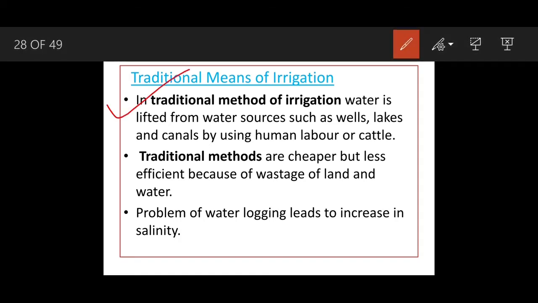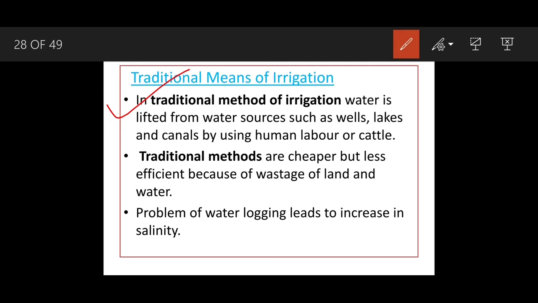The traditional method of irrigation: water is lifted from a water source such as a well, lake or canal by using human labor or cattle. Now for example, children, if we want to take out water from a well, we use a bucket with the help of a pulley system. Like this we pull out water, or if we want to take out water with the help of a motor, that is an electric pump, then we use tube wells. So these are the traditional methods in which from a source of water we use something to take out water.